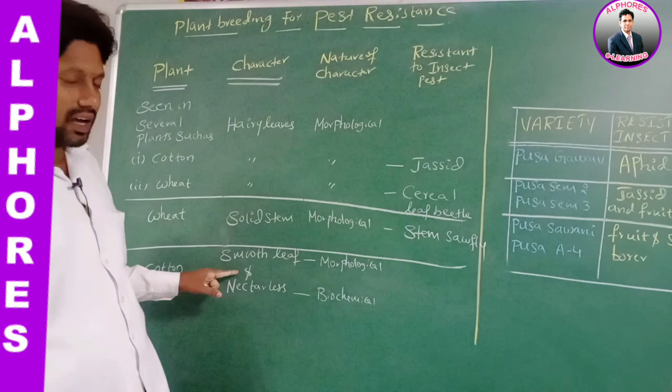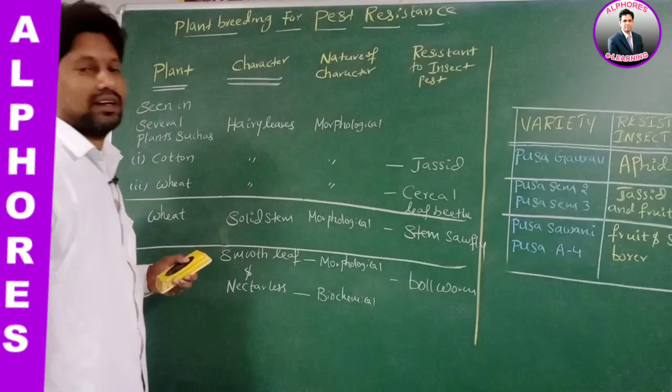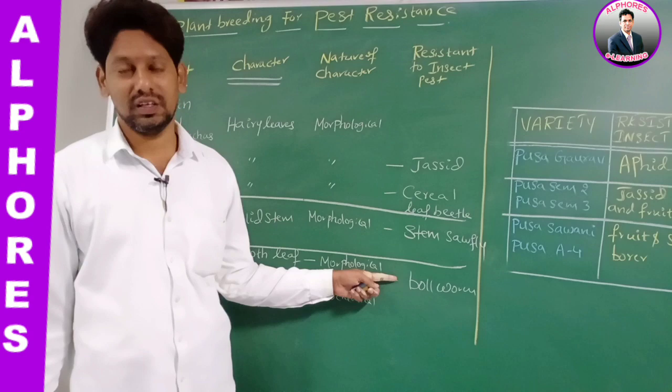Right. It makes cotton resistant for which pest, sir? Bollworms. Makes resistant for bollworms. Is it okay? Right. Now go for the last character.